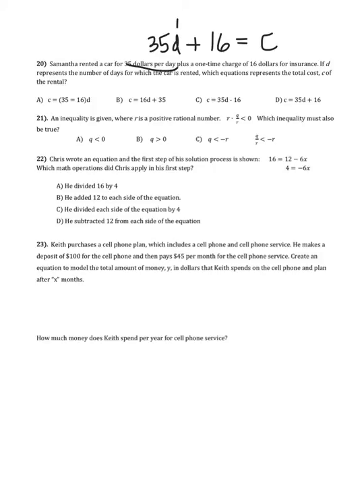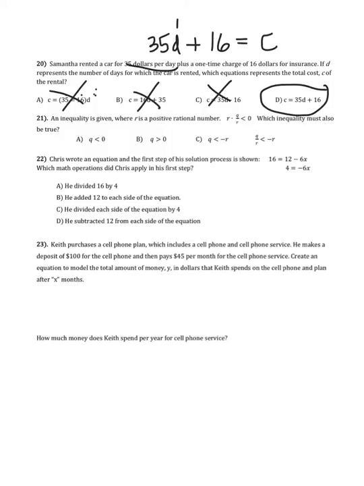Okay, so I'm looking at this equation that I figured out as I was reading the problem. Which one of these matches up with it? C equals 35D plus 16, right there. That one has 35D minus 16, so that doesn't work. This one has a 35 but not with the D, so that doesn't work. And this has a D multiplied by the 35 and the 16, so that won't work.